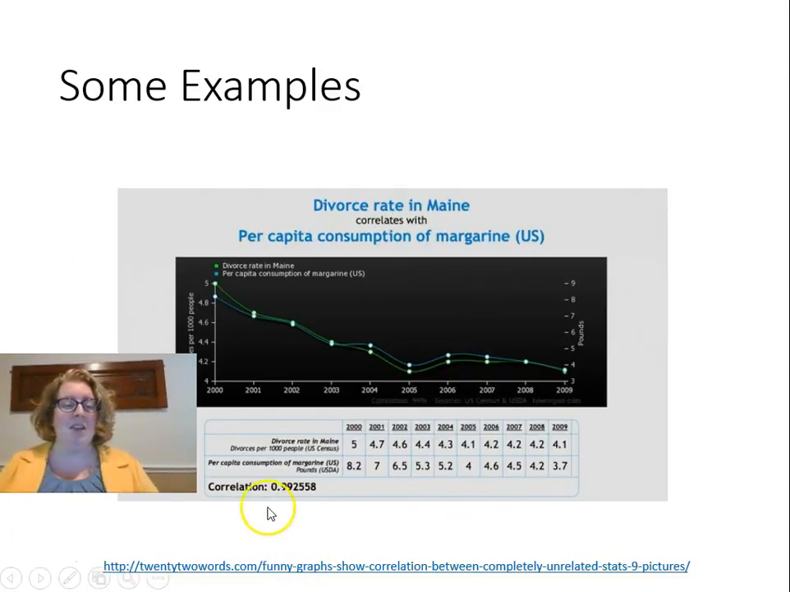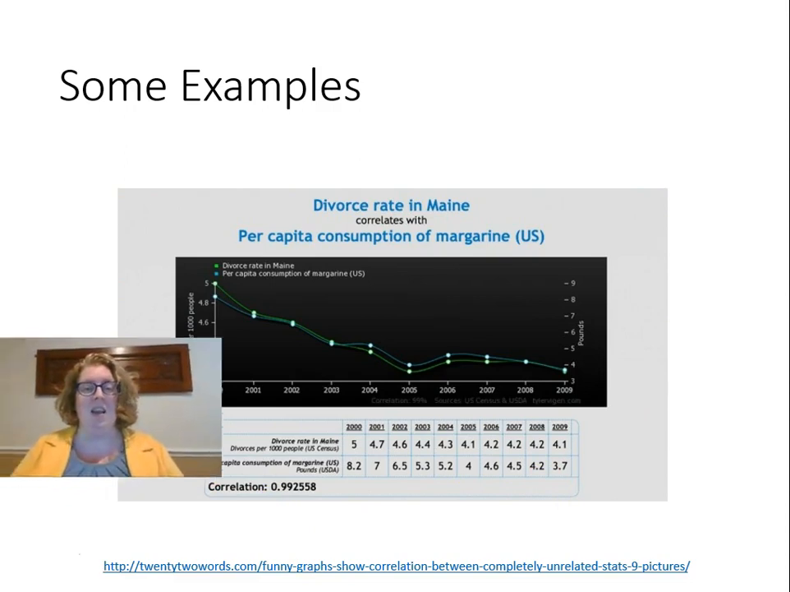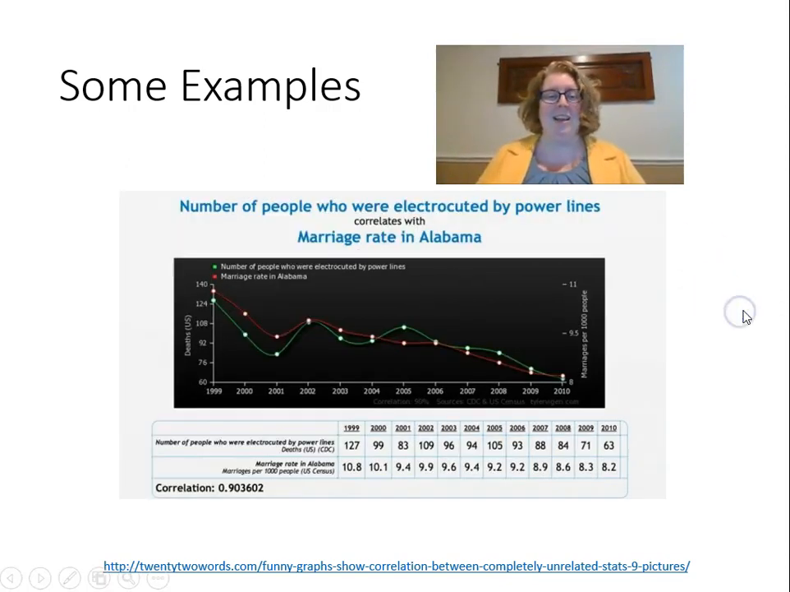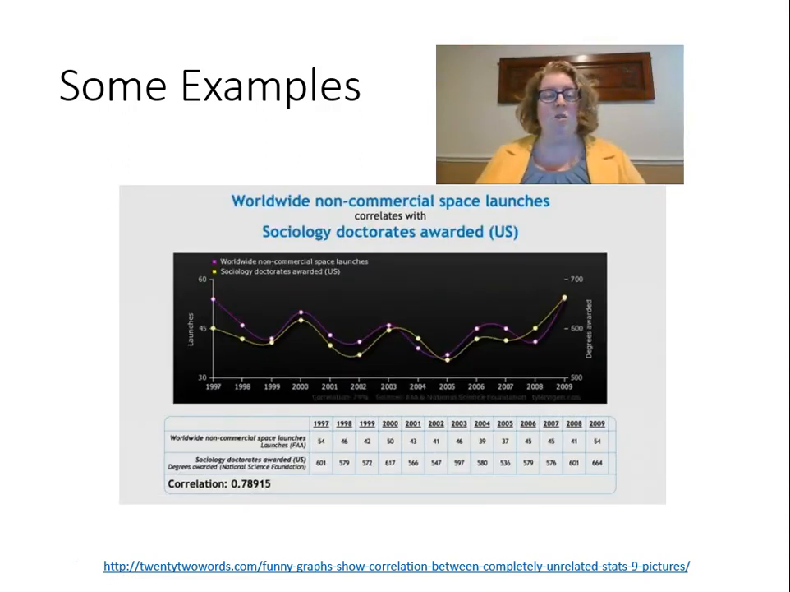So let's look at some other examples, and this is really going to underscore the idea that correlation doesn't imply causation. If you have a big enough data set, you can find lots of spurious correlations. For example, the divorce rate in Maine correlates with the per capita consumption of margarine in the United States. The number of people who are electrocuted by power lines correlates with the marriage rate in Alabama. The worldwide non-commercial space launches correlate with sociology doctorates awarded in the United States.